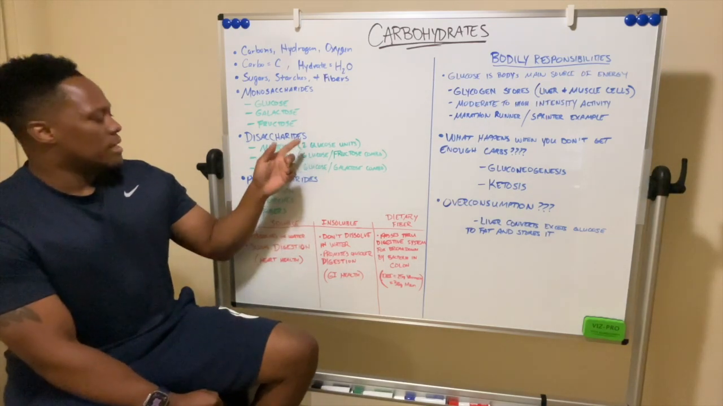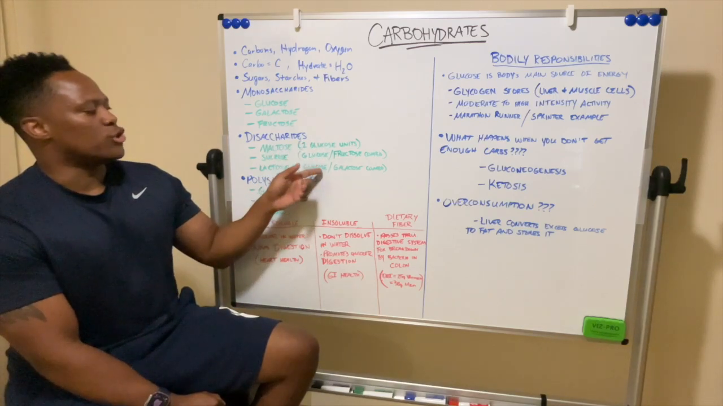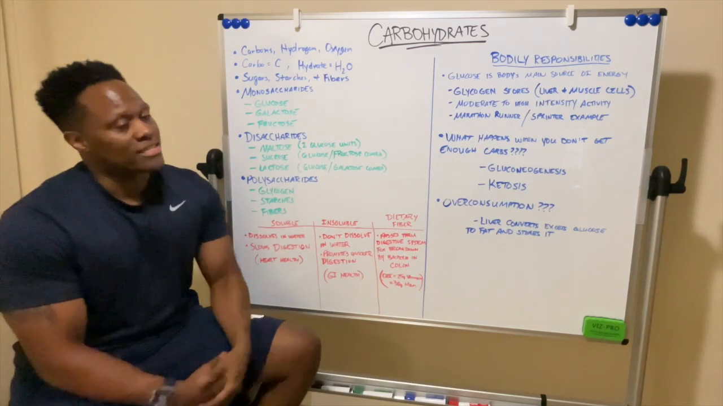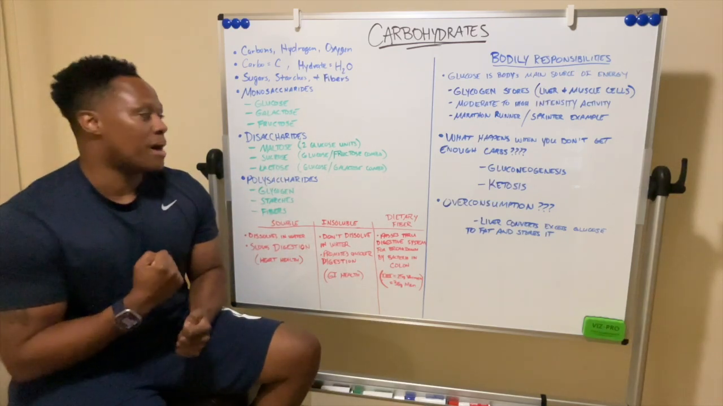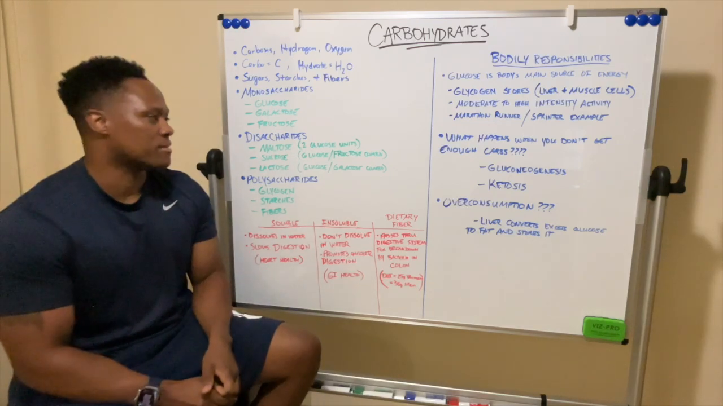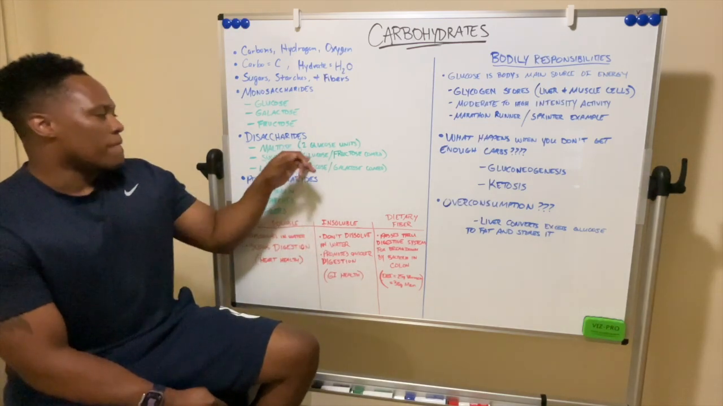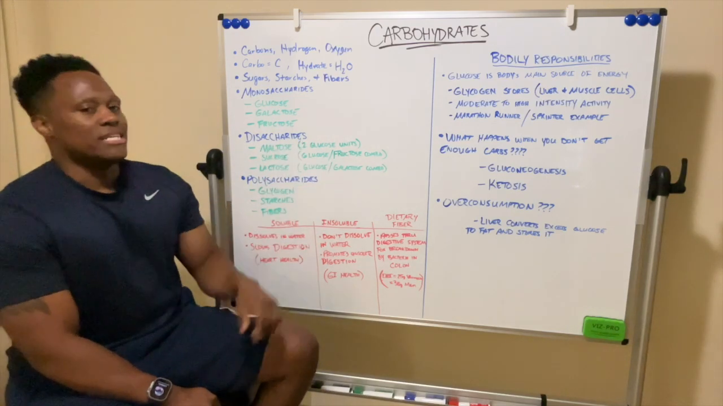Now, if you'll notice, in all these disaccharides, the common denominator is glucose. So remember when I said earlier, glucose is the body's main source of energy. That's really what your body needs in order to do certain physical activities and things of that nature. But glucose is the main common denominator. Glucose is in every one of these combinations.